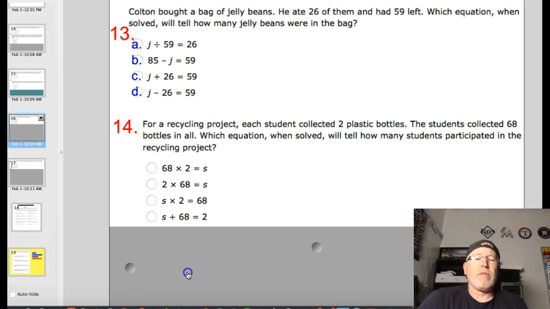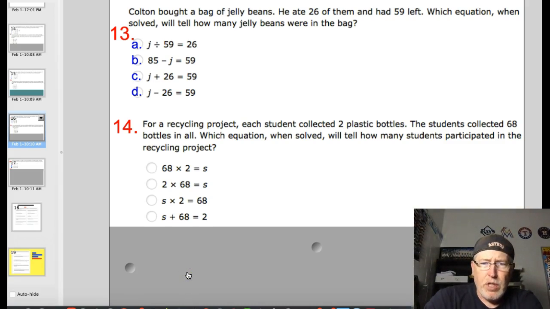All right, number 14. Just 3 left. For a recycling project, each student collected 2 plastic bottles. The students collected 68 bottles in all. Which equation, when solved, will tell how many students participated in this recycling project?